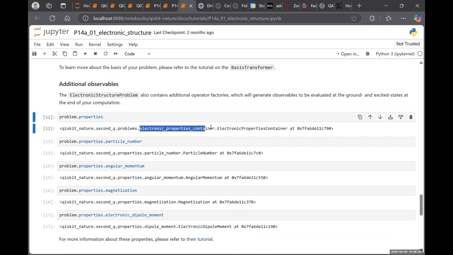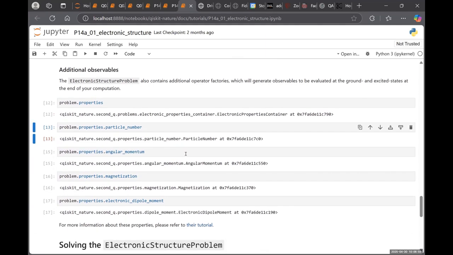It's an electronic property container. Maybe nothing is there yet.